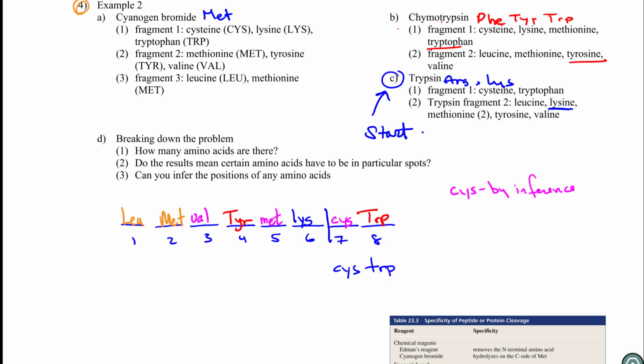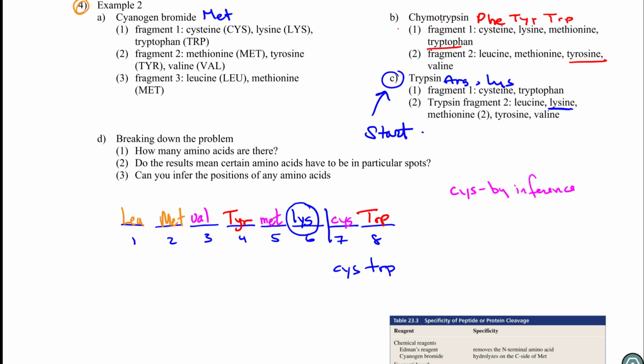So I know cysteine and tryptophan have to be at the end, and I know that the rest of it has to be here. And that allowed me to fill in the position of lysine. Okay, so that's the information I got from that. The lysine and everything else that's with it is in the first half, and the cysteine and the tryptophan are at the end. So then what I did is I looked at the chymotrypsin data.